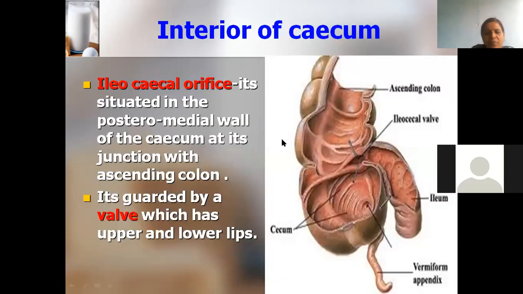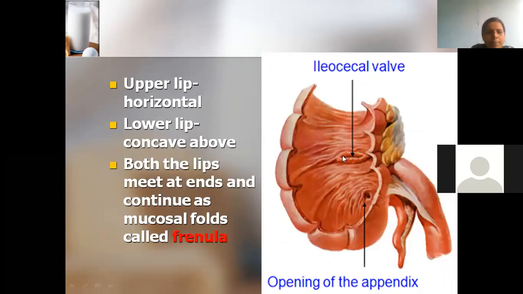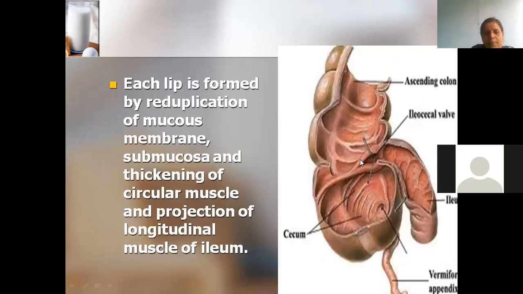Now, in the interior of the cecum, we have the iliocecal orifice, which is situated posteromedially. It is guarded by a valve, that is, an upper lip and a lower lip. The upper lip looks a little horizontal and the lower lip is concave. Both the lips meet at this point, which is the frenulum. Right side and left side, the two frenula. Each lip, the upper lip and lower lip, is actually formed by the folding of mucous membrane. You call it reduplication.